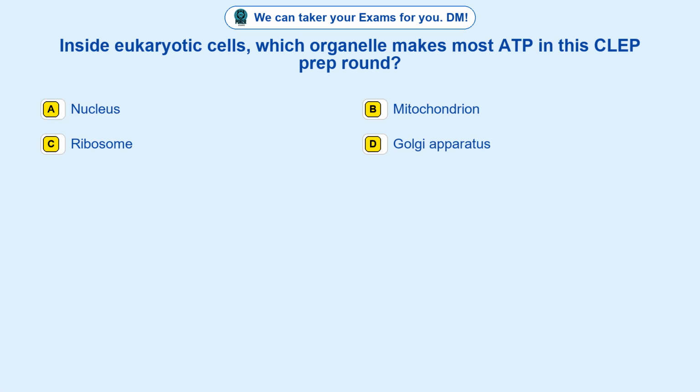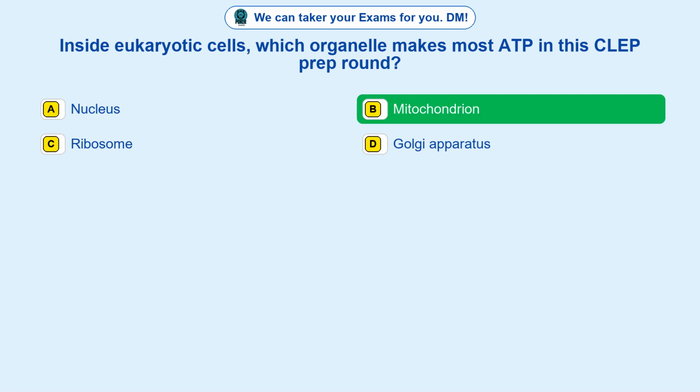Question 2. Inside eukaryotic cells, which organelle makes most ATP in the CLEP prep round? Option A, nucleus. Option B, mitochondrion. Option C, ribosome. Option D, Golgi apparatus. The correct answer is option B, mitochondrion.